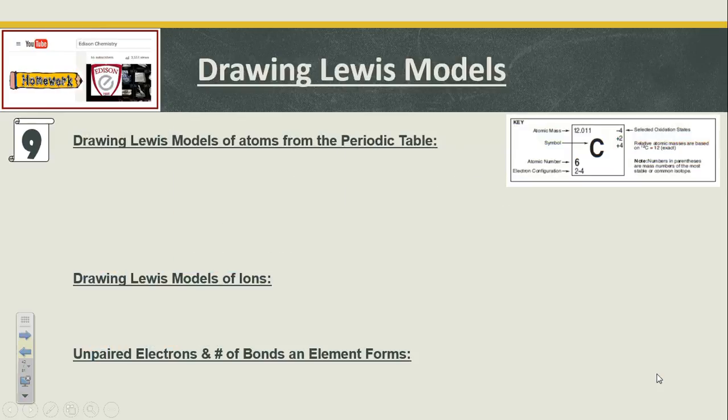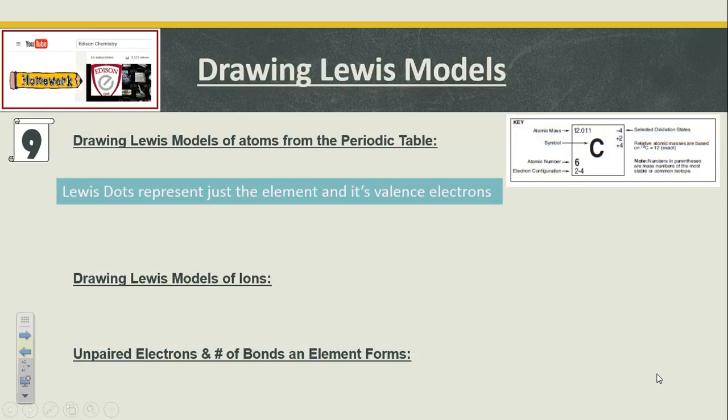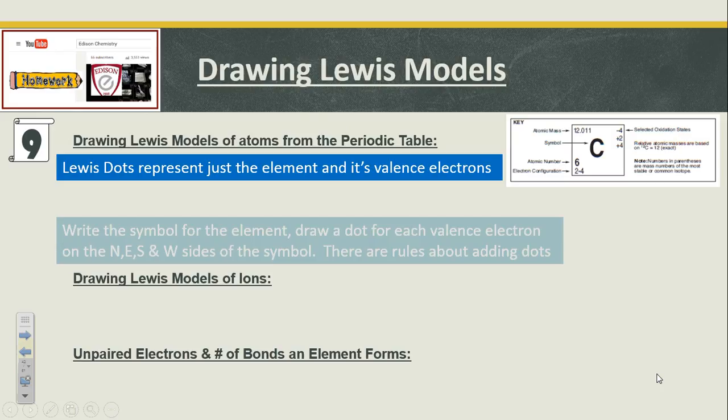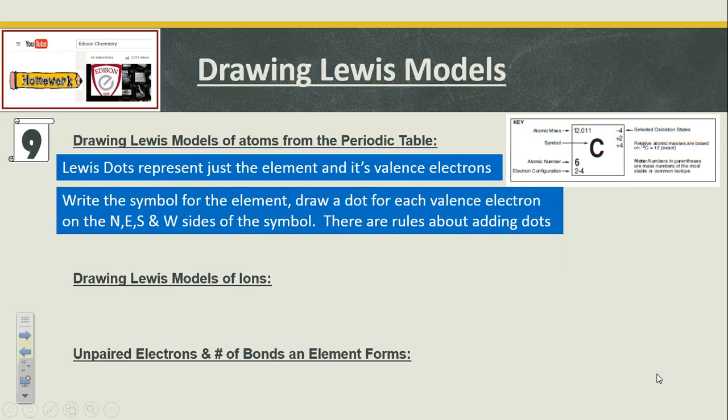Lewis models of atoms from the periodic table are pretty simple because Lewis dots represent just the element and its valence electrons. We don't need all the extra rings of electrons like in the Bohr model. So we write the symbol for the element that's present, and we draw a dot for each valence electron on the north, east, south, and west sides of the symbol. There are rules about adding dots. We always put the first two electrons together, and then we go one at a time around the symbol until we've filled up all the valence electrons.